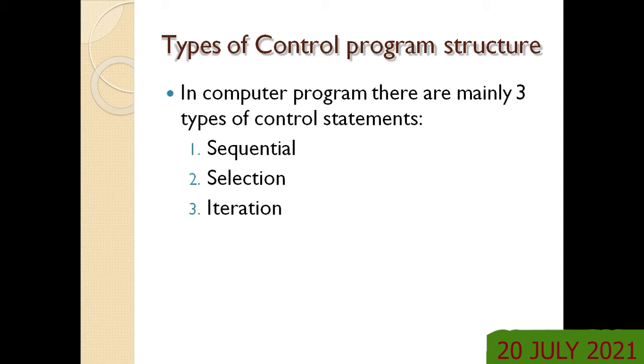In fact, C language, C++ language, Java, whatever language you are going to study, these program structures will be there. So these are the basic structures that are required in a programming language. There are three types: sequential, selection, and iteration.